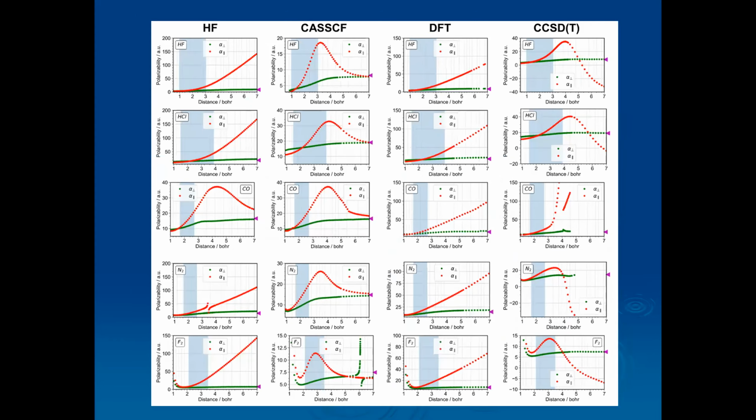And this is the calculation with different methods of different molecules. So columns are different methods and rows are different molecules. And now the important part is that on the right-hand side here, you can see a triangle. This is the theoretical limit to which the polarizability component should go. This is double the atomic limit. And as you see, CAS-SCF almost always does converge to that limit.